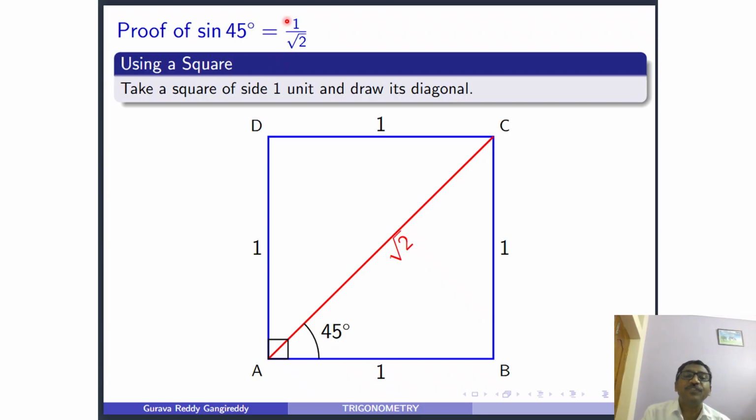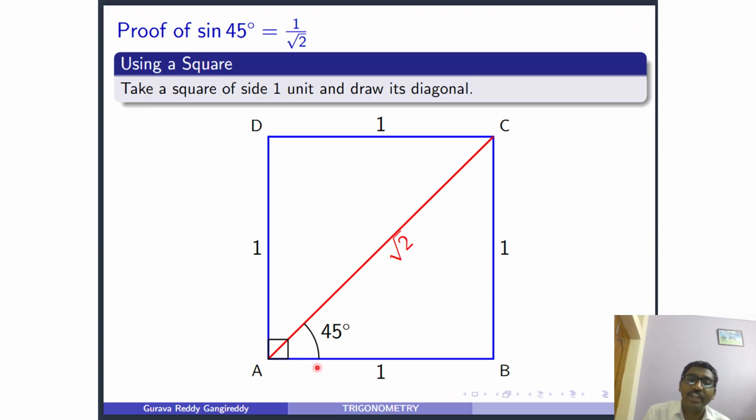Proof of sin 45 degrees is equal to 1 by root 2. Using a square, take a square of side 1 unit and draw its diagonal. This side is 1 unit, this side is 1 unit, this side is 1 unit, this side is 1 unit. Diagonal, I am getting root over 1 square plus 1 square, that is root 2.